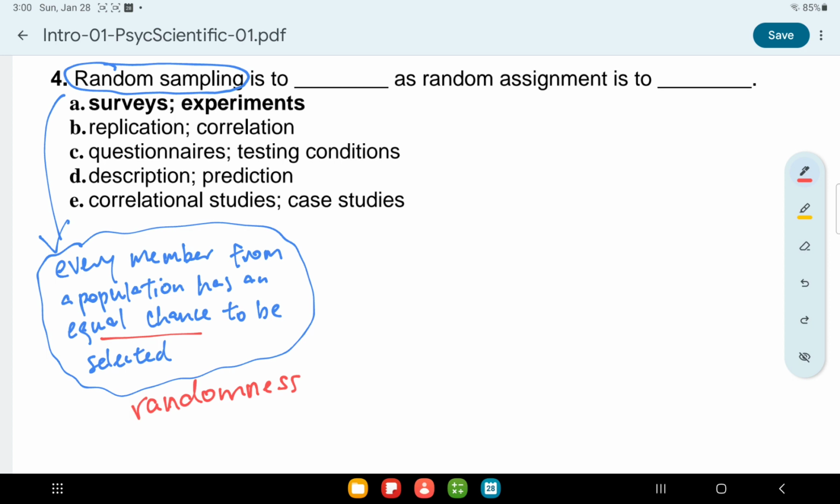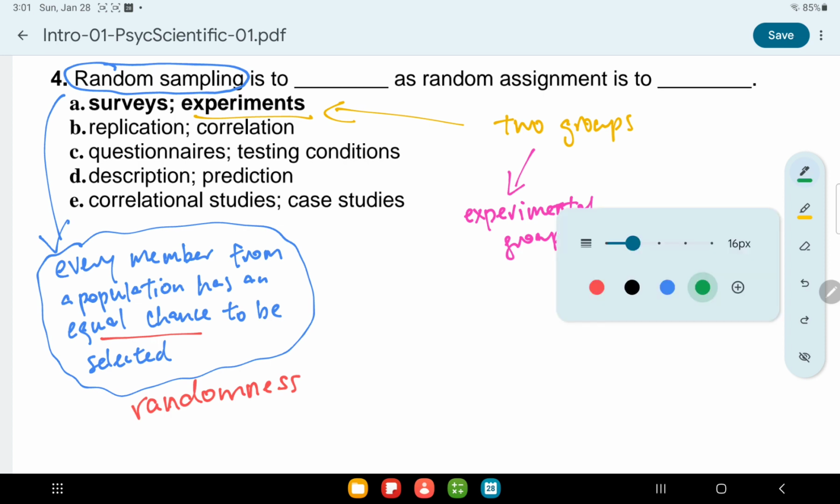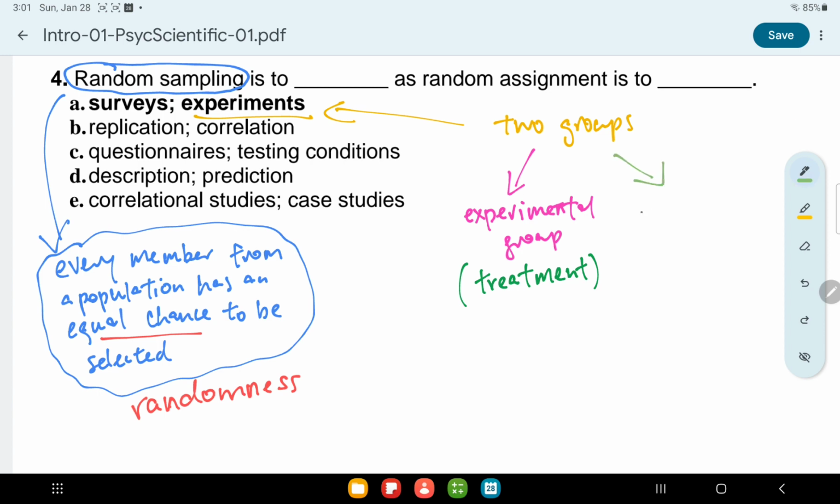Now this makes high level of sense because by definition the experiment entails a minimum of two groups. What are these two groups, you ask? There is the experimental group. We actually also refer to the experimental group as the treatment group because this is the group that experiences the treatment. And the other group, for comparison's sake, is the control group.